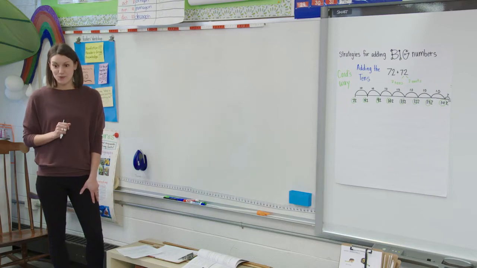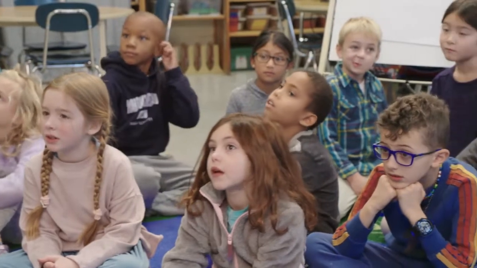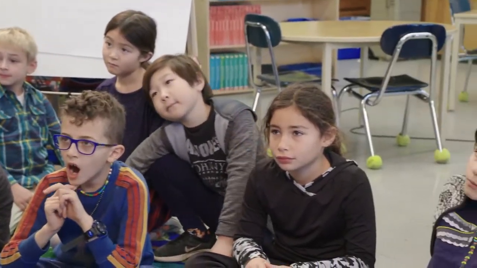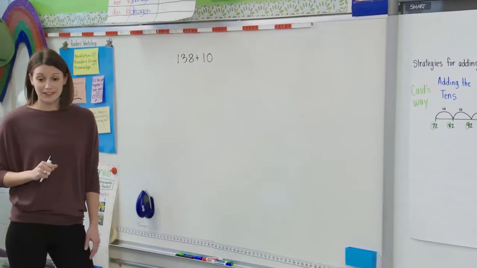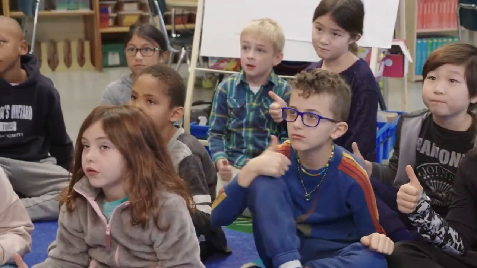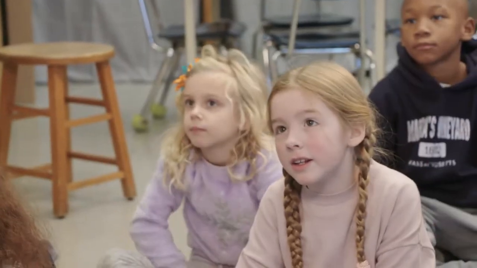Alright, second grade, we've been working on adding bigger numbers. So let's do a string together. First set: 138 plus 10. Thumbs on your knee when you're ready. Johanna. 148. And how did you know that?